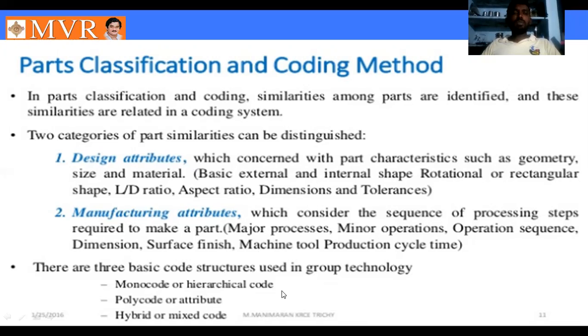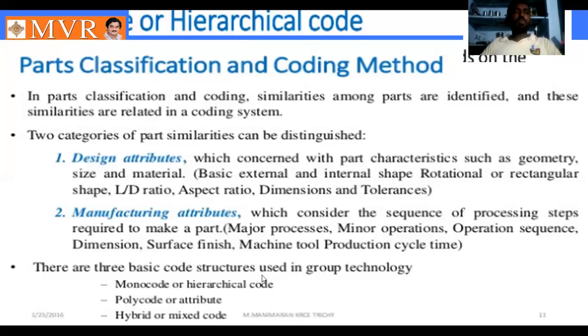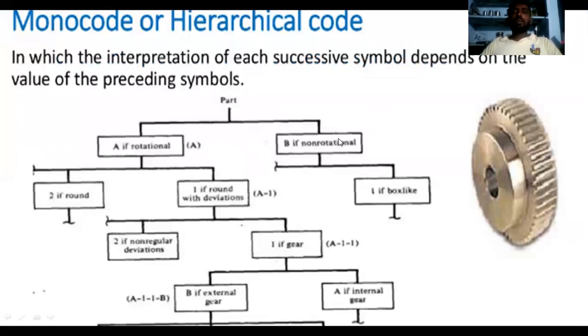Actually, in group technology we have three types of coding systems, since we are discussing group technology. The first is monocode or hierarchical code, then polycode, and then hybrid or mixed code. The first one is monocode. With monocode we manufacture, for example, a gear, using these codes step by step.